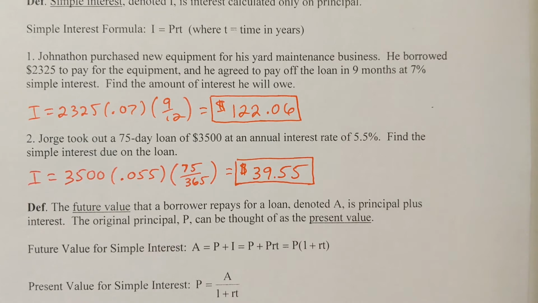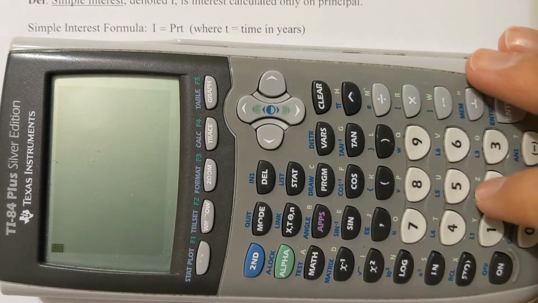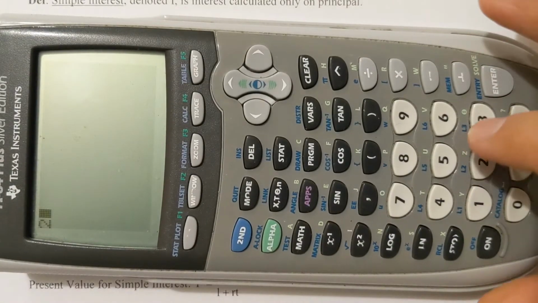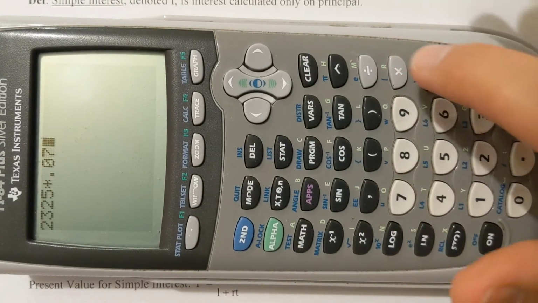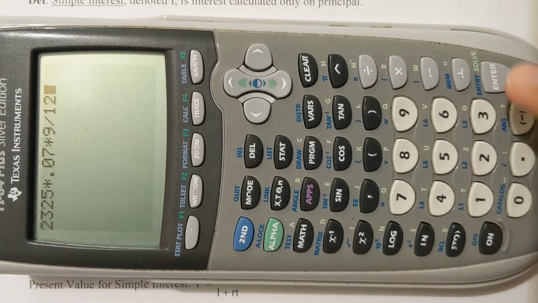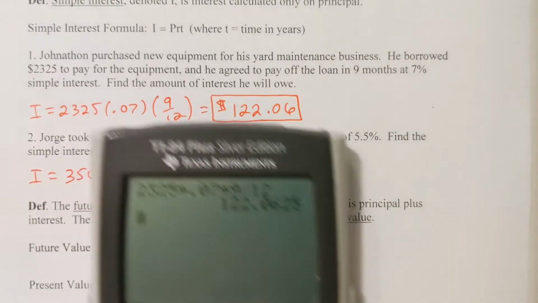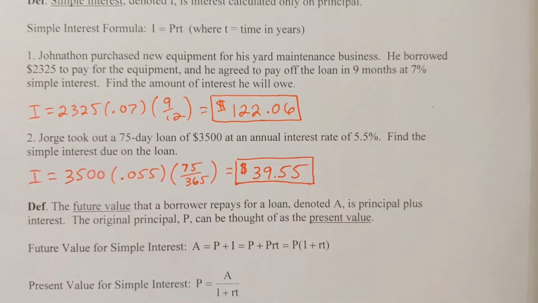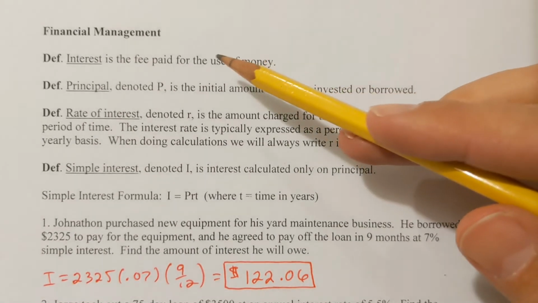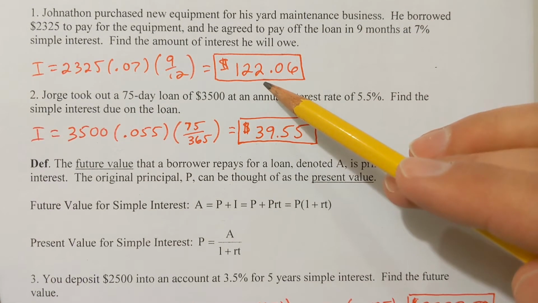So I go to the calculator and type this in: 2325 times 0.07 times 9 divided by 12, and we should get $122.06. By the way, something to know: always round to the nearest cent for the things that we're doing in this chapter. The things on financial management are always going to be to the nearest cent. So that's how much he would pay in interest.